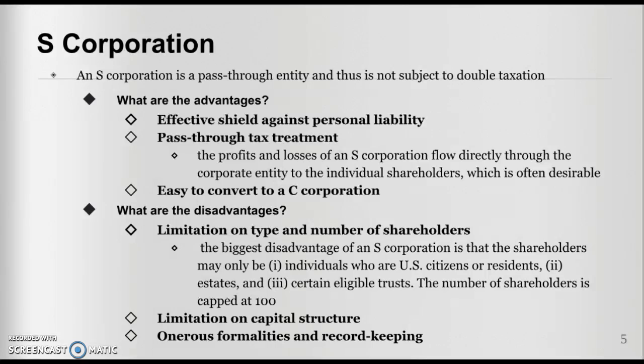What are the disadvantages? There's a limitation on type and number of shareholders. The biggest disadvantage of an S Corporation is that the shareholders may be: 1. Individuals who are U.S. citizens or residents, 2. Estates, and 3. Certain eligible trusts. The number of shareholders is capped at 100. Also, there's a limitation on capital structure, and there are onerous formalities and record keeping.